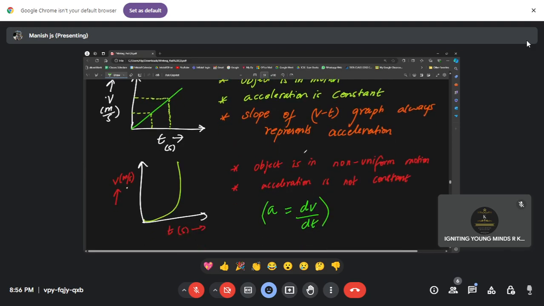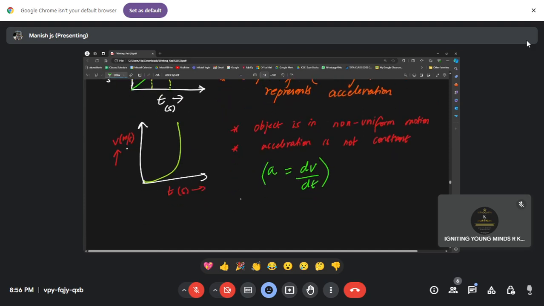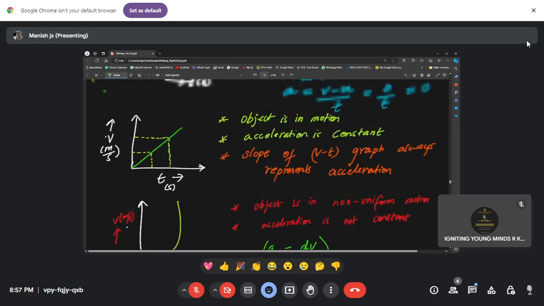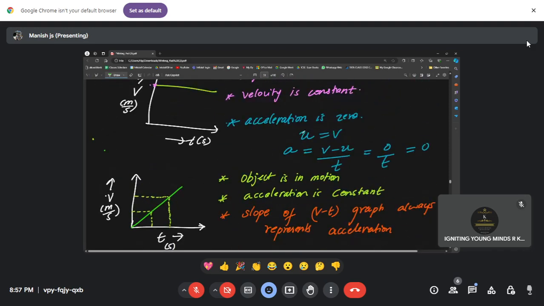Here acceleration is not constant, it is changing at each and every point, it's different because the gradient is different. Third, slope or gradient keeps changing with time. So it is not constant, that is also a variable. All right, so this is the interpretation of three different types of graphs.